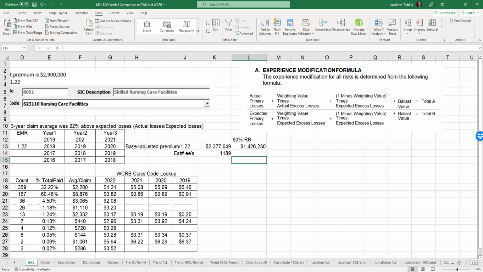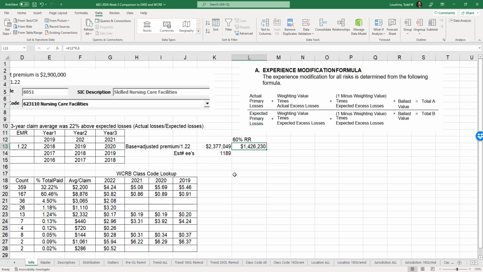So that's the basic rundown. What I put down here, the adjusted premium is equal to the base times the EMR. Here I have the base is equal to the adjusted divided by the EMR, which is how I took the 2.9 million divided by 1.22. So this is the base premium. This is what the WCRB would calculate for the company based on their payroll and the class codes that they submit associated with those payroll numbers. And with a 60% risk ratio, they would expect the company to have somewhere in the neighborhood of 1.4 million in claims. That's what that means. It seems excessively high to me.